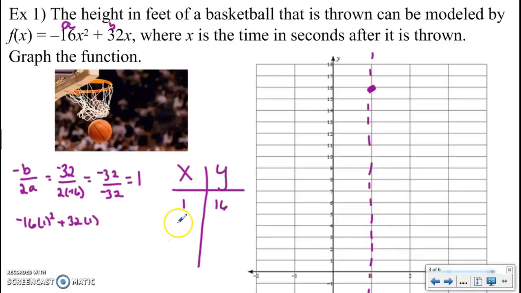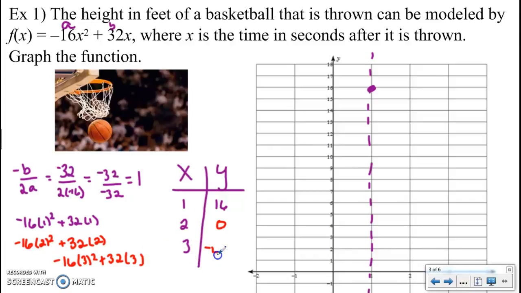Okay, I'm going to go over 1 or 2 to the right. So I'm going to do 2 and 3. And I'm going to plug those in to find my y value so I can get 2 more points. So if I plug in 2, negative 16 times 2 squared plus 32 times 2 gives me 0. When I plug in 3, negative 16 times 3 squared plus 32 times 3, I get negative 48. Okay, and that's actually not going to fit in my graph. So we're going to put our 2, 0 here. Remember, we need to reflect this to the other side as well.